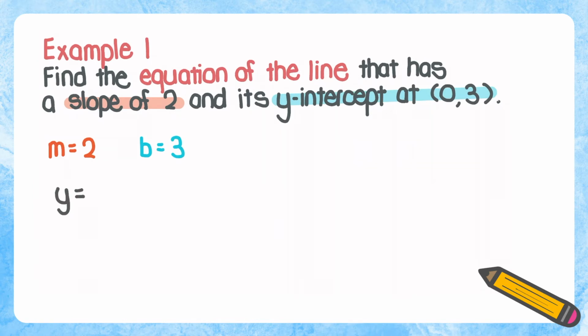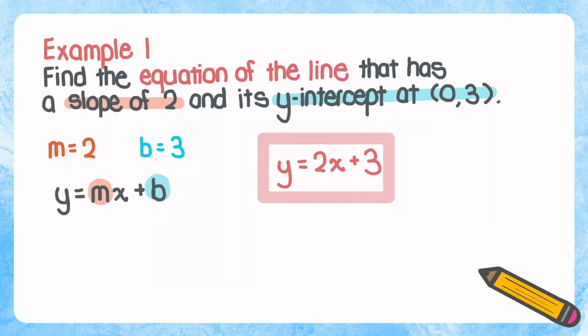And the equation of a line in slope-intercept form is y equals mx plus b. So we're just going to replace m and b with the values we just found based on the description. So since m equals 2 and b equals 3, we have y equals 2x plus 3. So the equation of our line here is simply y equals 2x plus 3.